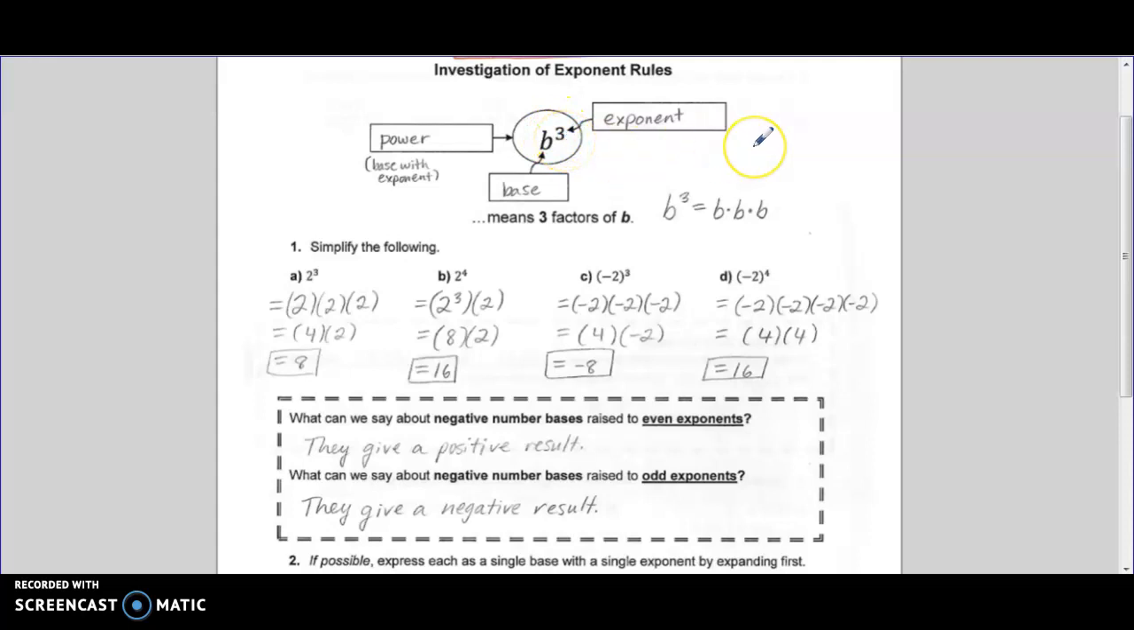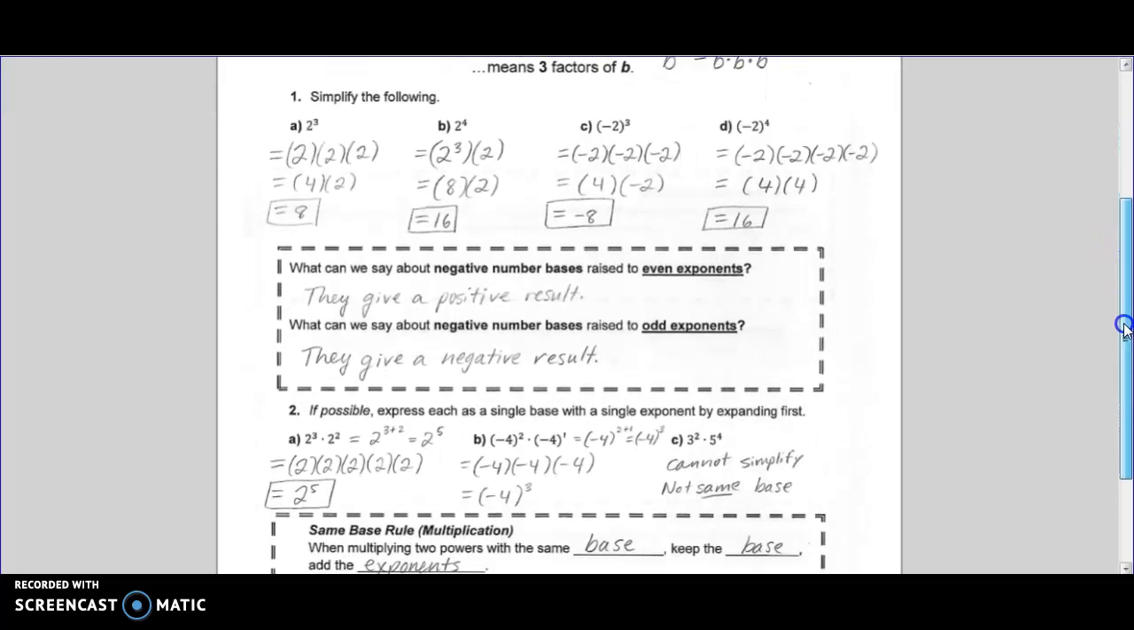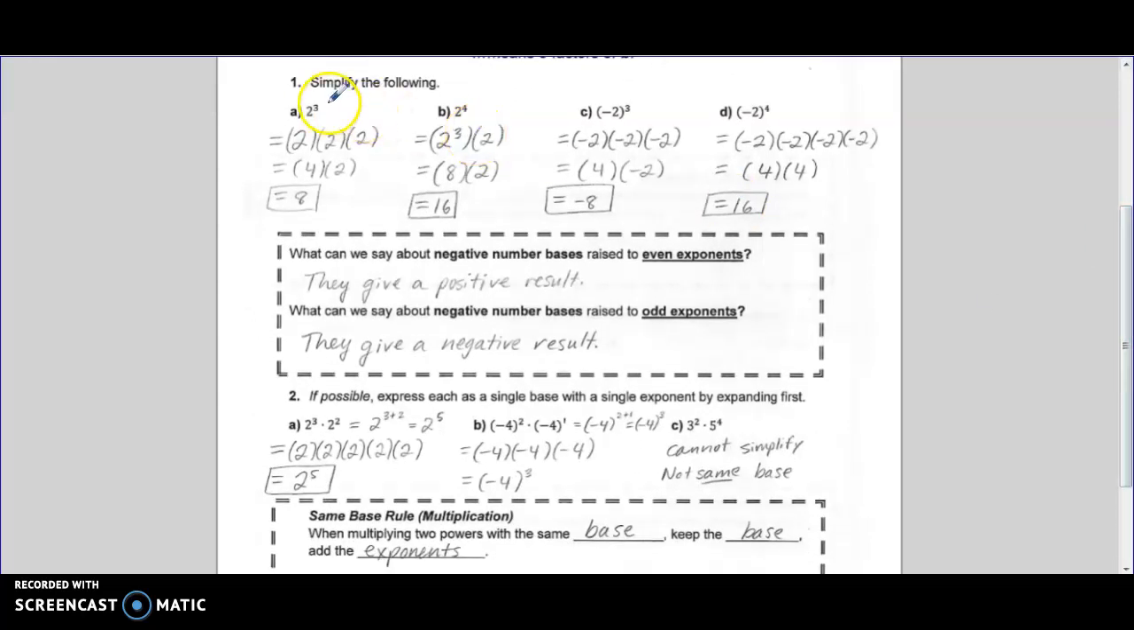Okay, so that's just a little bit of terminology for you. And then what does b cubed mean? I think we probably all know, or hopefully know, that b cubed would mean b times b times b. Okay, so moving on to number 1, it asks us to simplify the following. So 2 cubed is just 2 times 2 times 2, which gives us 8. Okay. 2 to the power of 4 is just 2 times 2 times 2 times 2, so 4 times altogether, which gives us 16.